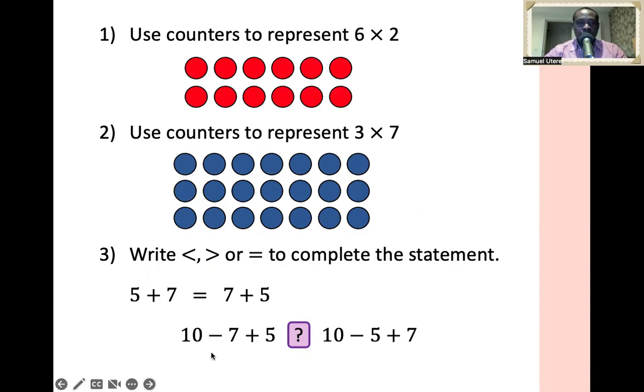Here, you can see that 10 subtract 7 add 5 is less than 10 subtract 5 add 7. So 10 subtract 7 is 3. 3 add 5 is 8. 10 subtract 5 is 5. 5 add 7 is 12. So that is greater than 8.